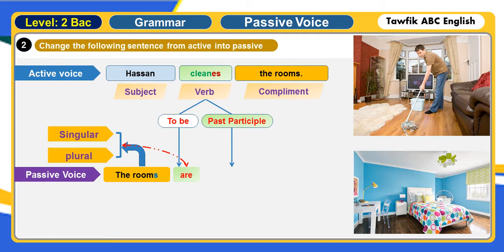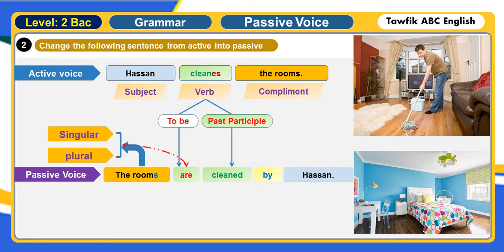عاد الباست بارتيسيبل ديال cleans غادي تكون cleaned. Okay, عندها جوج ديال الباست بارتيسيبل، وباش تعرفوا الباست بارتيسيبل غترجعوا للليست ديال irregular verbs راهما في الخانة الثالثة. عاد غنزيد by and then حسن.